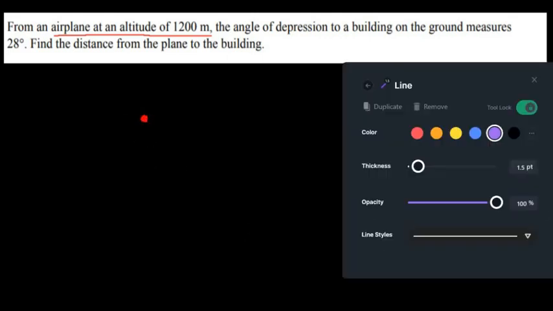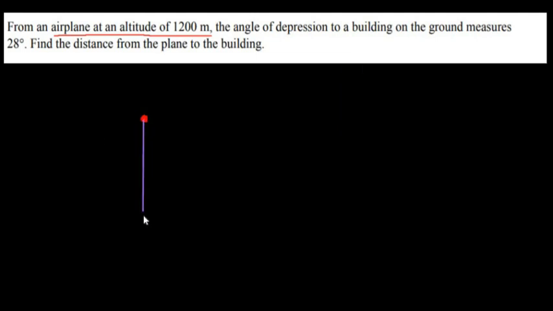Again, I suggest you draw a rough diagram to understand the question. Think that there is an airplane which is flying, and it is at a distance of 1200 meters above the ground. For example, this is the ground, and the airplane is at a height or altitude of 1200 meters with respect to the ground. So this is the height of the airplane. Now it is making an angle of depression to a building.